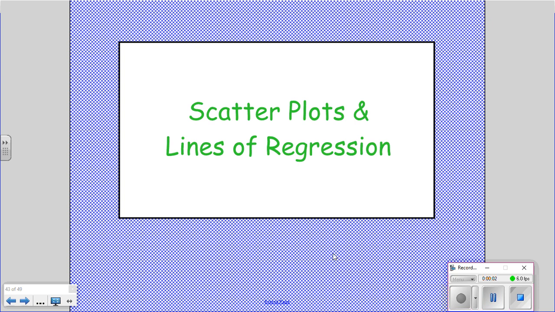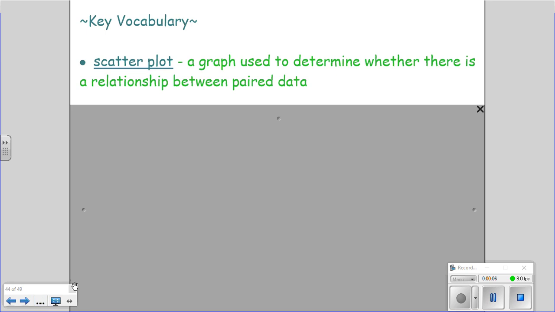Scatter plots and lines of regression. Let's discuss some vocabulary terms we need to familiarize ourselves with. First is a scatter plot, a graph used to determine whether there is a relationship between paired data.